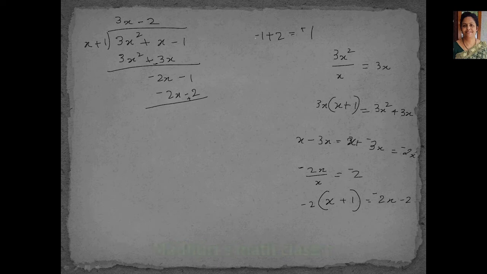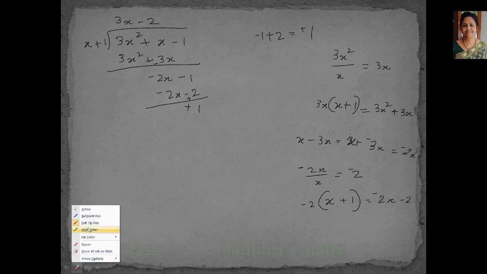This is addition of integers with different signs, which means we will find the difference and write the sign of the integer having greater absolute value. You will get positive 1. Now what is the remainder? 1. So the degree of the remainder is 0 and the degree of the divisor is 1. So the degree of the remainder is smaller than the degree of the divisor.